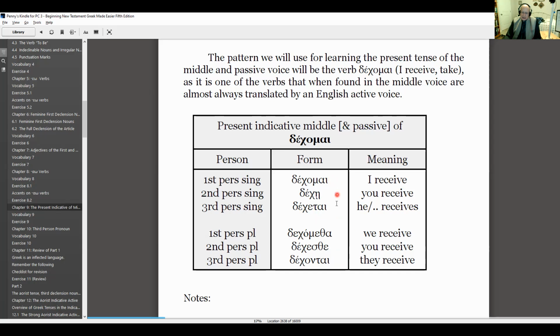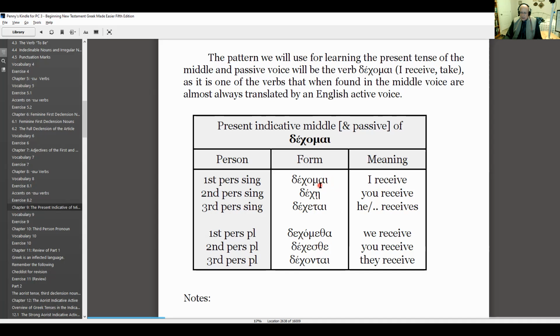Luo, lueis, luei, luomen, luete, luousin. But now we have a new set of endings we need to learn. And actually, the vocabulary in this new set of endings is all you need to learn, and you will understand the rest. And these endings are omai, a with the iota subscript, etai, ometha, esthe, ontai. This verb dechomai means I receive.